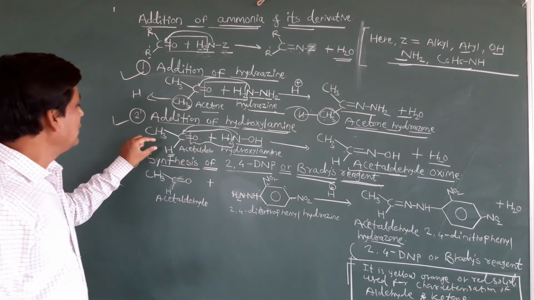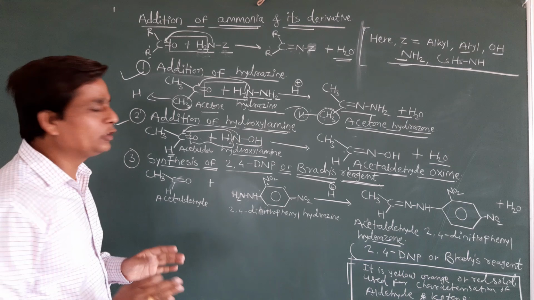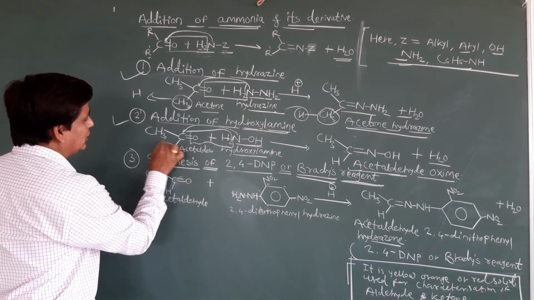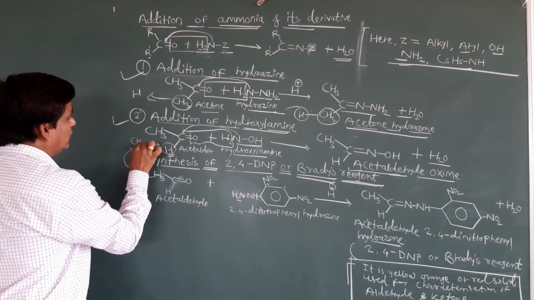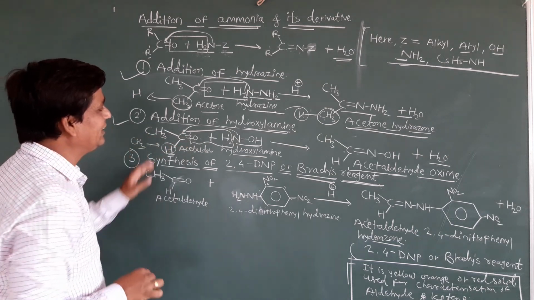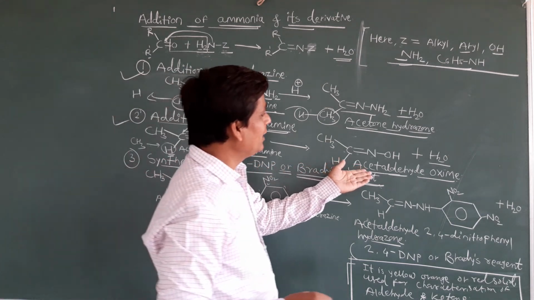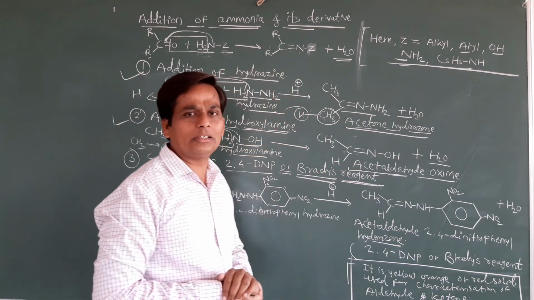So instead of this acetaldehyde, you can use acetone also. If you remove this hydrogen, and here you can take the CH3 group, CH3 C double bond O CH3, then it is acetone. So what will we get here? Acetone oxime. Now clear, students?